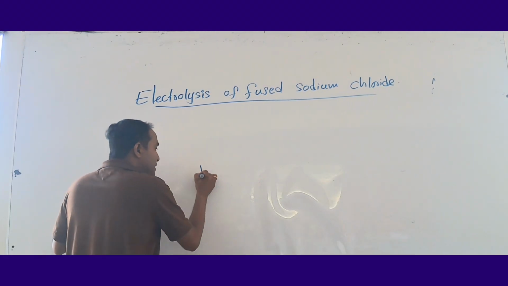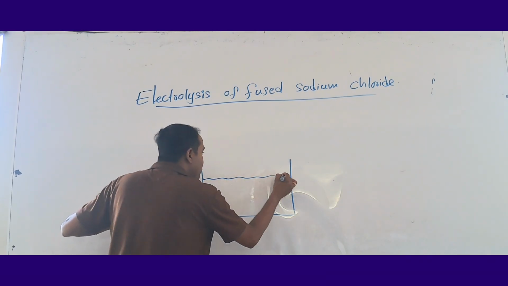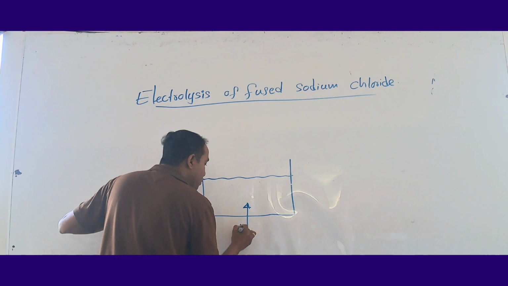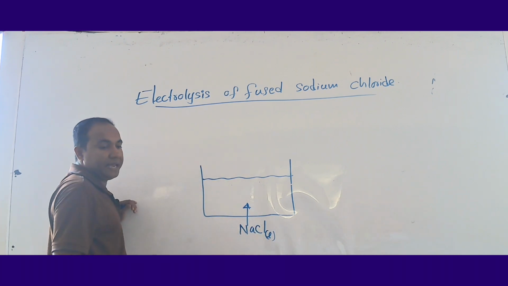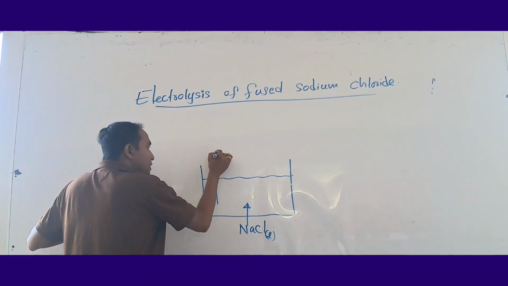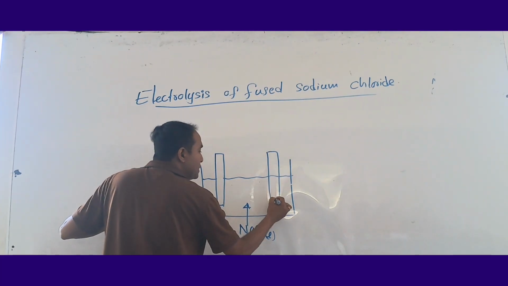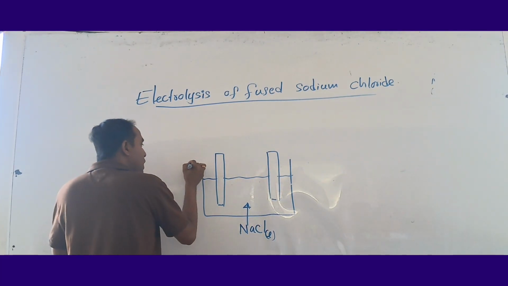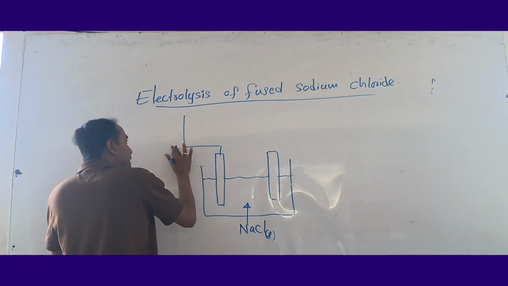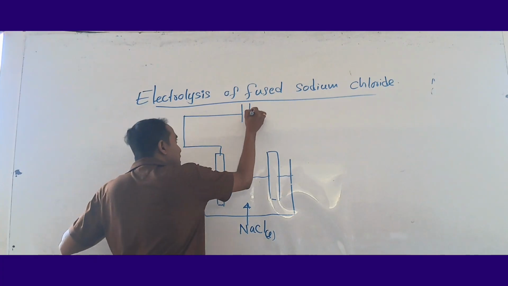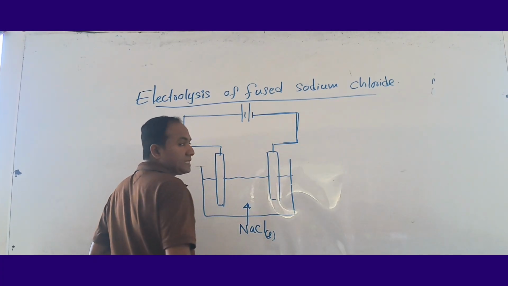Right, for this, firstly, we should take the fused sodium chloride as the electrolyte. Then I used carbon electrodes like that. Carbon electrodes. Right. Then these electrodes should be connected to the external electricity supply.